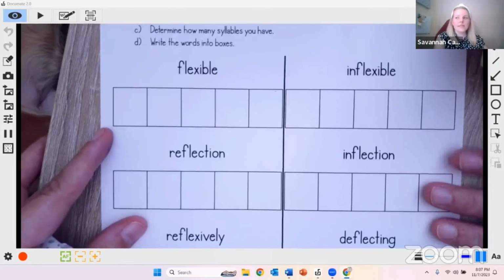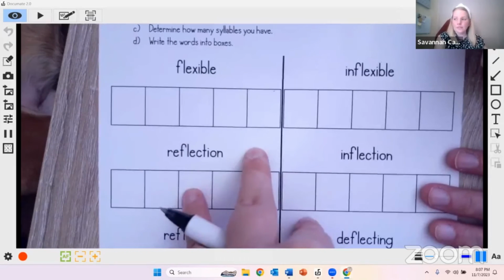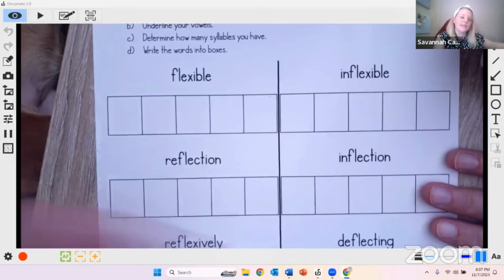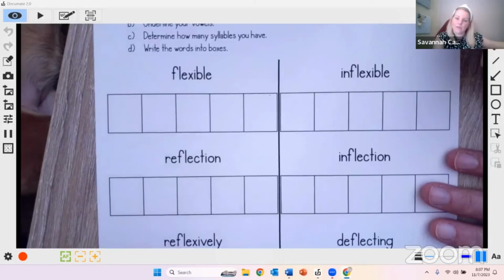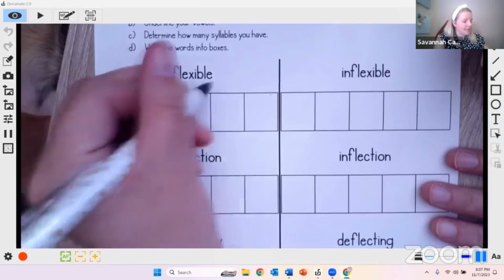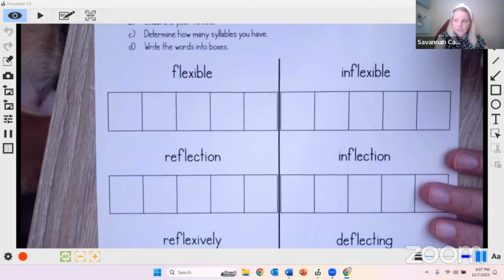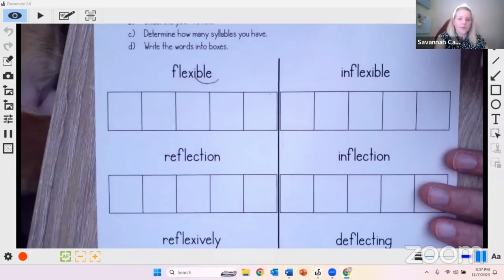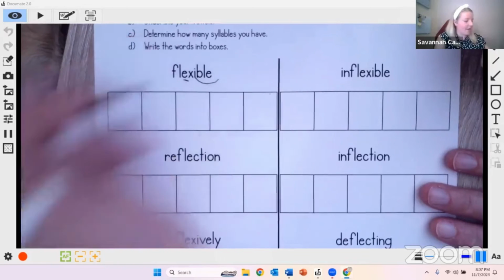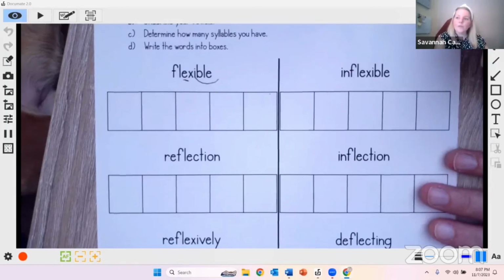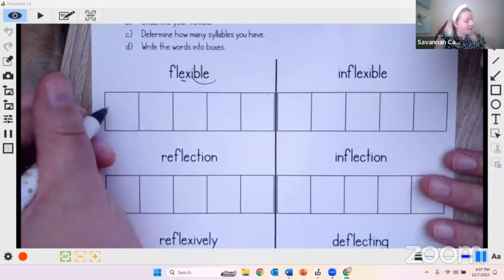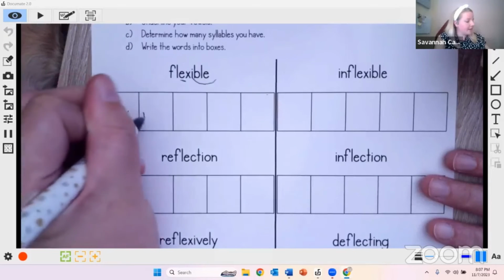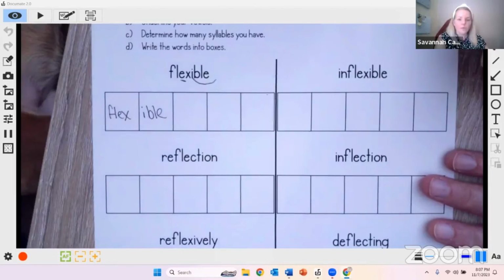So we're going to start the exact same way. You can either do this on a piece of paper, or you could put this inside of a dry erase sleeve. I would ask my kids, okay, do you see any prefixes or suffixes you know? And they would say, oh, I know ible. So we would underline that, and then we underline our vowel. Based off of that, we know that we are going to have two boxes. This one's pretty easy because it's just flexible. And we would say, okay, what does that mean? It means that you are able to flex pretty well.